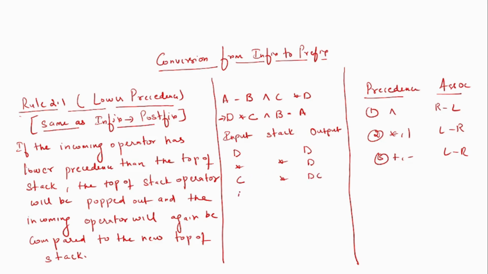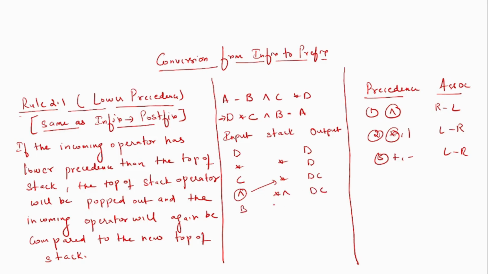Now comes exponential. Exponential has greater precedence than the operator in the stack. So this is rule number 1. How do I know that exponential has greater precedence? We have this precedence table, where exponential's precedence is 1 and star's precedence is 2. Therefore, exponential has greater precedence. The incoming operator has greater precedence than the operator in the stack, therefore I push it into the stack. I will say star exponential, dc, correct?